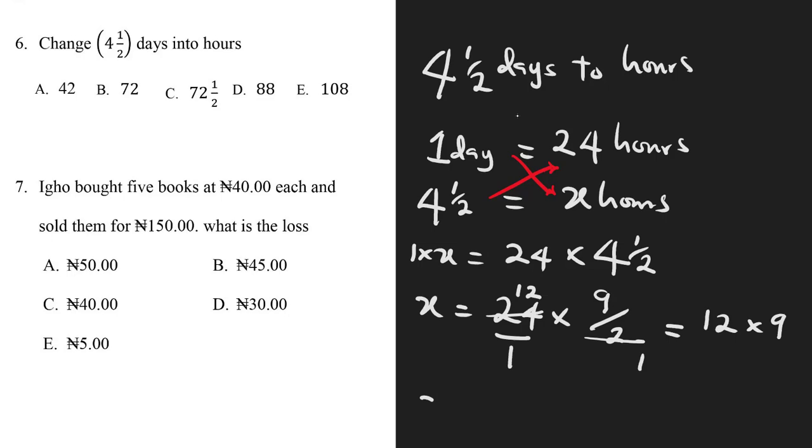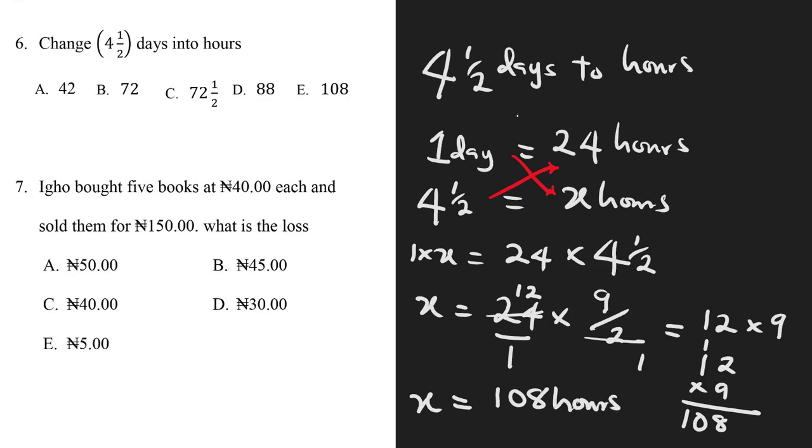So our x is equal to, so let's multiply it. 12 by 9. Let's multiply and see. 9 times 2 is 18. Put 8, carry 1. So 9 times 1 is 9, and 9 plus 1 is 10. So we have 108. So our x is equal to 108 hours.